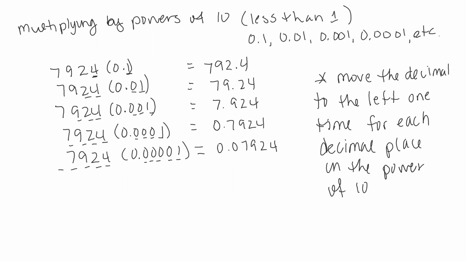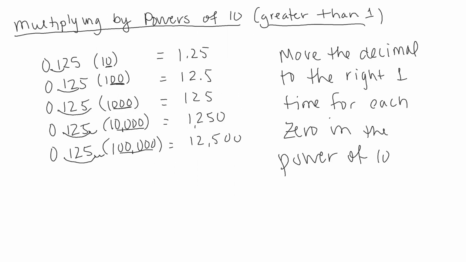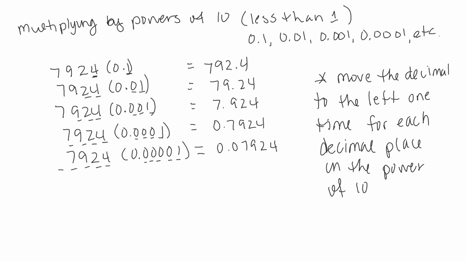So if we go back 2 slides right here, we move the decimal 1 time for each 0 in the power of 10. But now when you're dealing with powers of 10 that are less than 1, you move the decimal to the left instead of to the right, and you move it for each decimal place instead of for each 0. Okay? So let's see what that's going to look like.